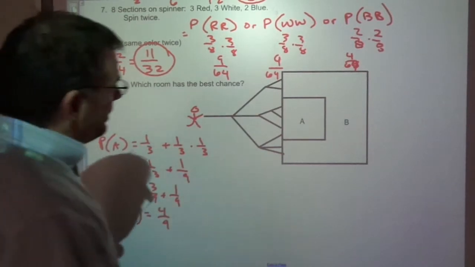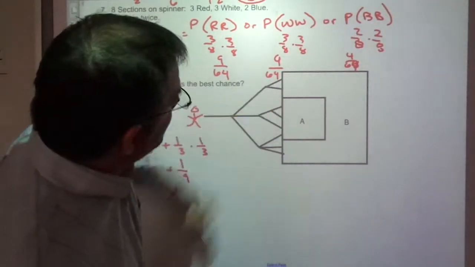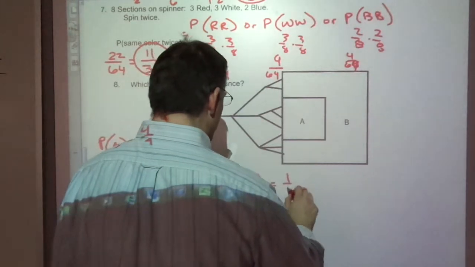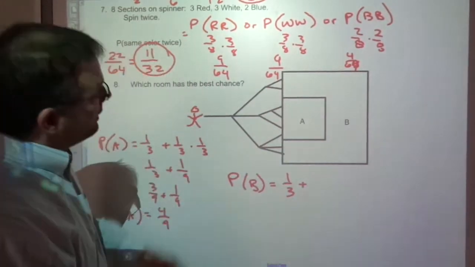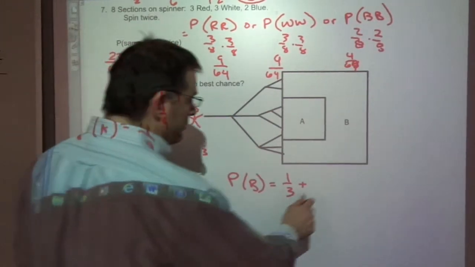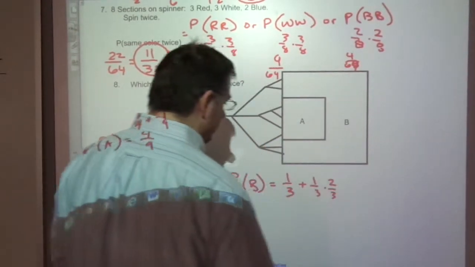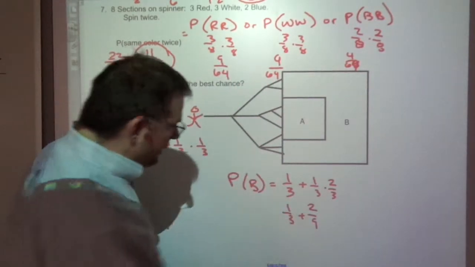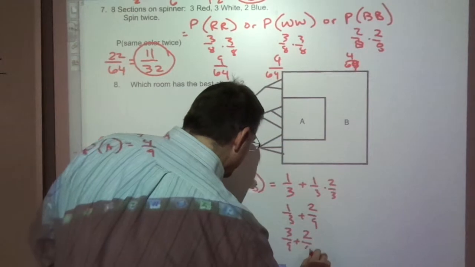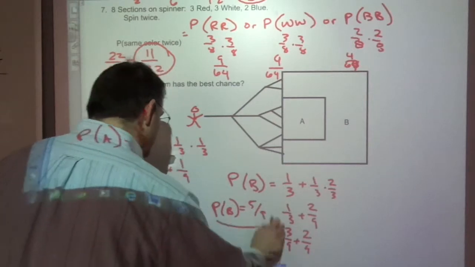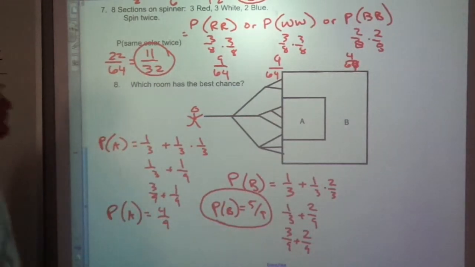Okay? Going to B. He's got a 1/3 chance here. So either way he goes here is going to get him to B. Plus, he's got this choice and these 2 choices, which is going to be 1/3 times 2/3, which is going to be 2/9. 1/3 plus 2/9. So that is 3/9 plus 2/9 is 5/9. So probability of B equals 5/9. So that's the greater probability. So let's put our money in room B, because he's got a 5/9 chance of getting there.